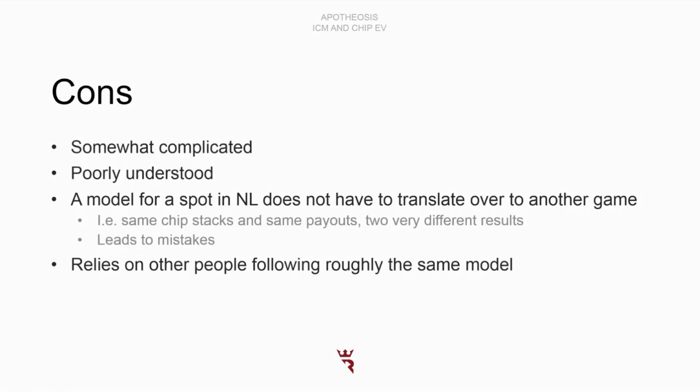As with any model, it's not without its drawbacks. Some of the cons are that it is somewhat complicated. Not only is it a little complicated to understand, but even once you have a good grasp of it, it's sometimes complicated to see exactly how pronounced the effects are. So it's not difficult to spot a spot where you should be tighter, right? Like, oh, that guy's about to bust, I should play tighter. That's the easy part. The tricky part is saying, how much tighter should I be?